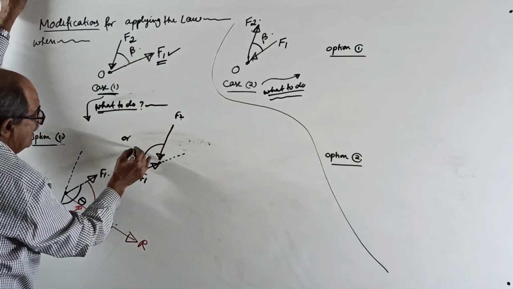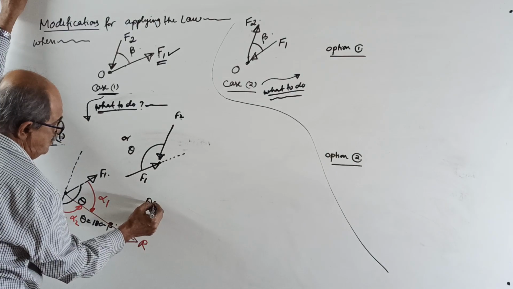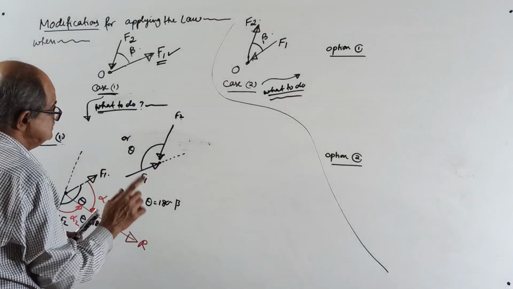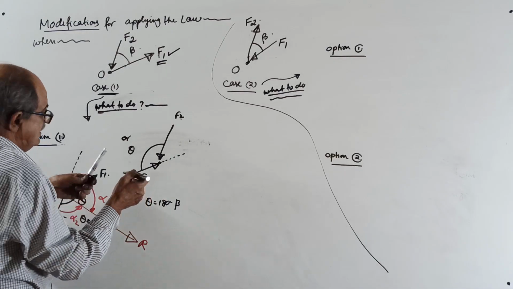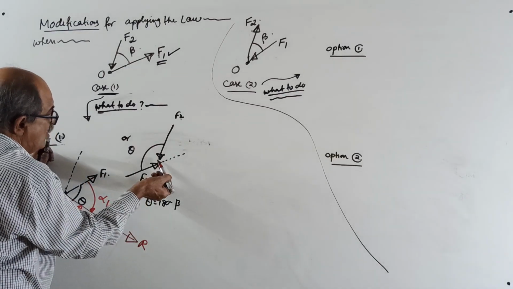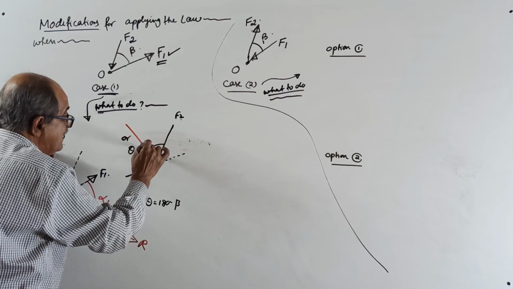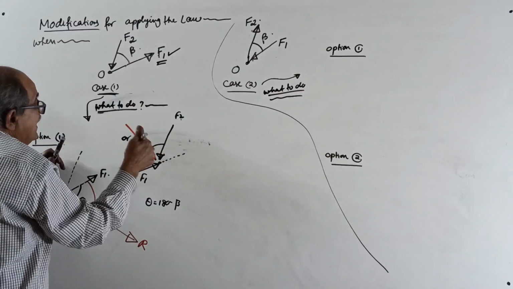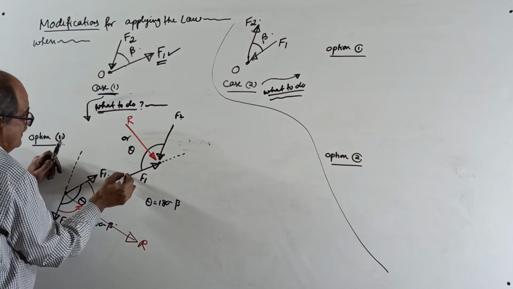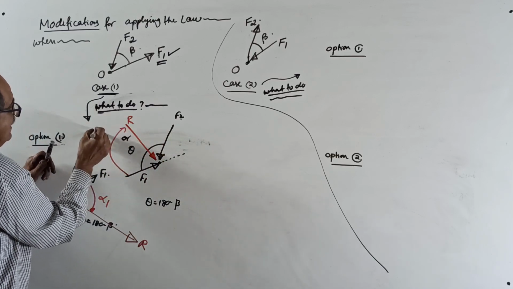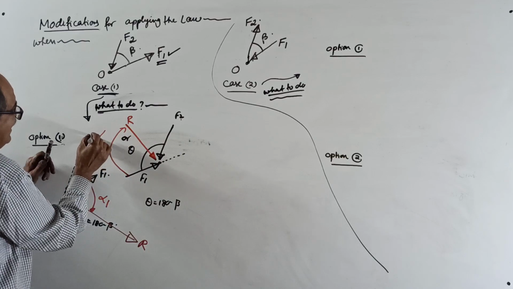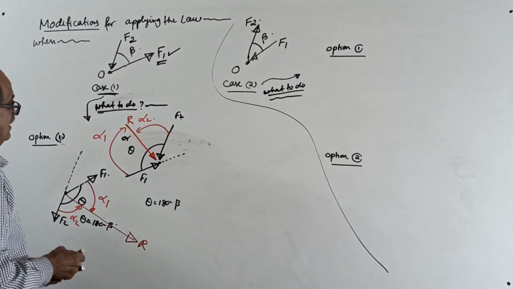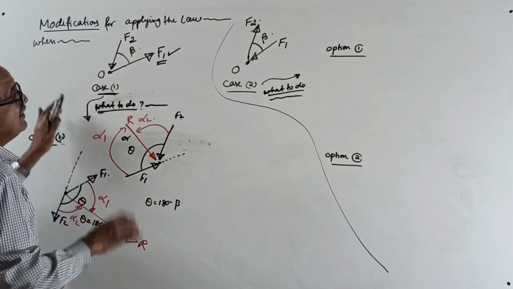Now that is your theta. Again your theta equals 180 minus the given beta. You write this much, then you write one more sketch. Now the resultant, you have to mark not this way, you have to mark the resultant like this. This angle will be alpha 1, and this angle will be alpha 2. Okay, over. This is for this case.